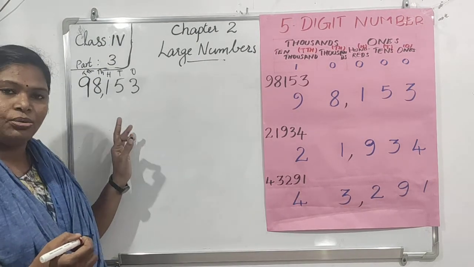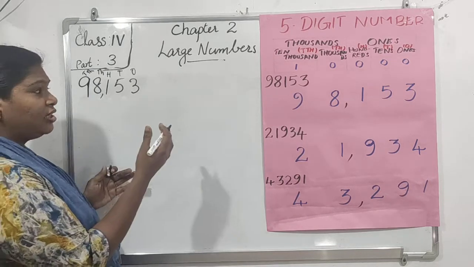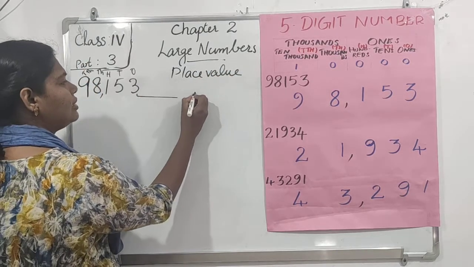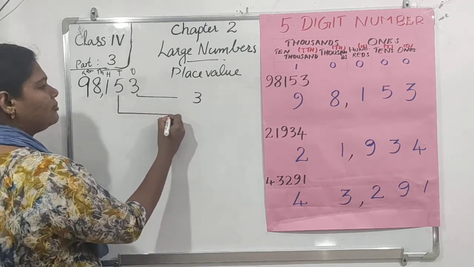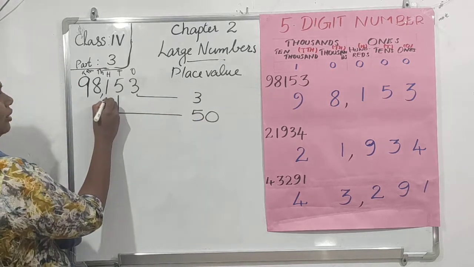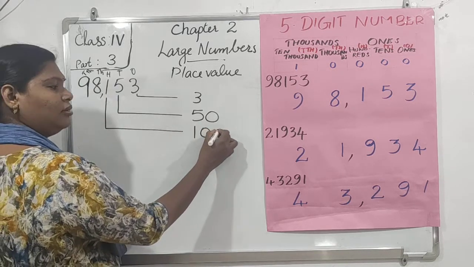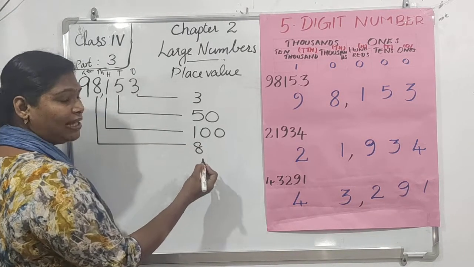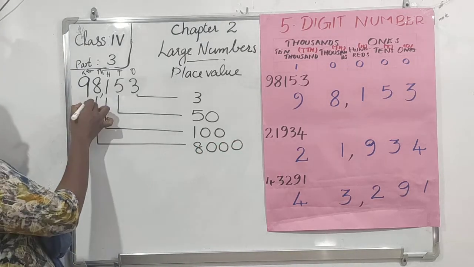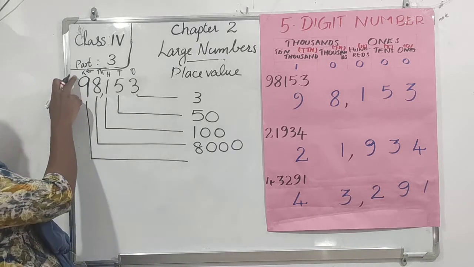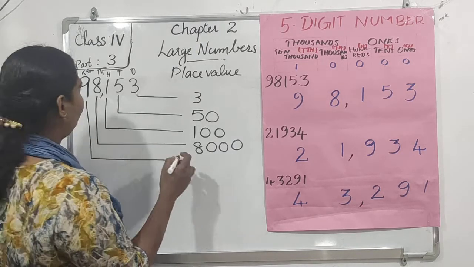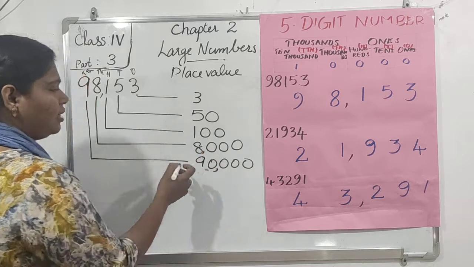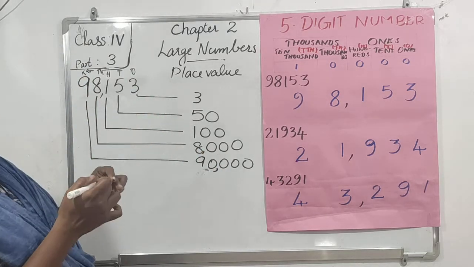We already studied how to expand this. We can write another chart, place value chart-wise. This is 3, 1s are 3. The 5 in 10's place becomes 50. Place value 50. One lies in 100's place, so 100's are 100. And 8 lies in 1000's place, so the place value is 8000. And 9 lies in 10,000's place, so the place value of 9 is 90,000. Clear? Place value.